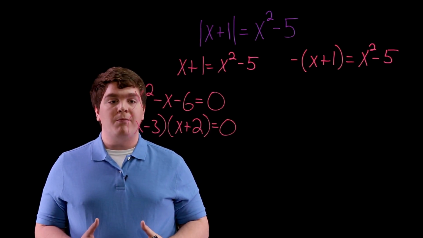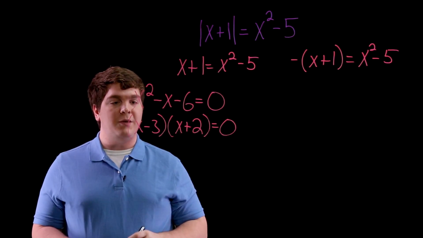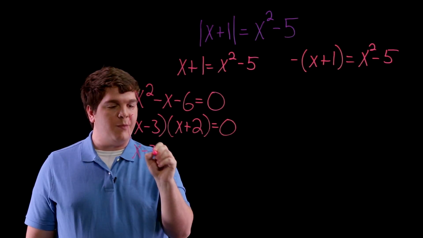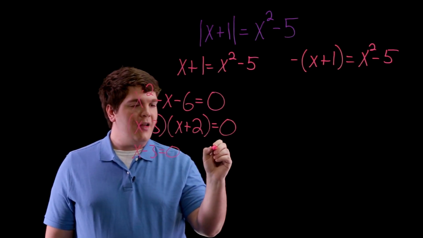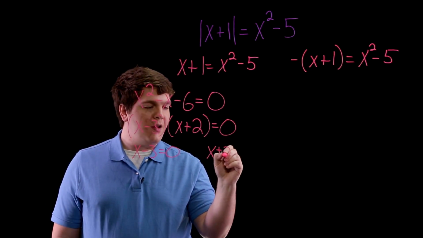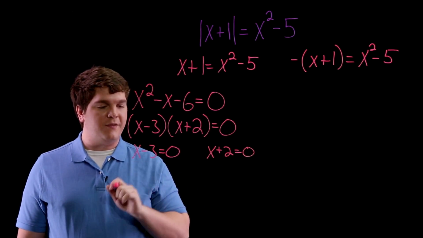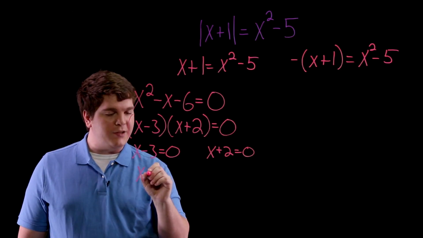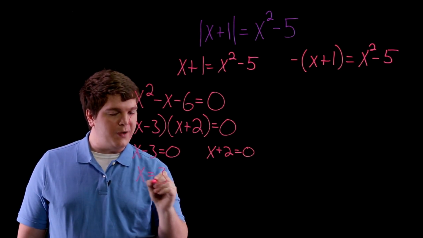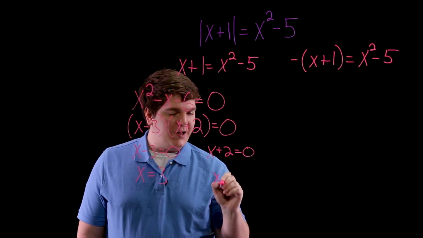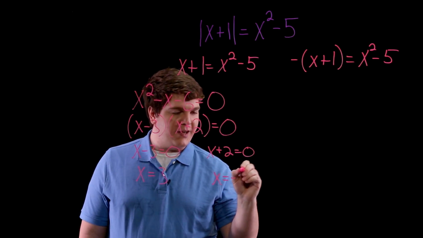Now since we have two factors and their product is equal to 0, we can set each equal to 0 and solve. So setting x minus 3 equal to 0 and x plus 2 equal to 0, we can add 3 to both sides of this equation, obtaining a potential solution of x equals 3. And we could subtract 2 from each side of this equation, obtaining a potential solution of x equals negative 2.